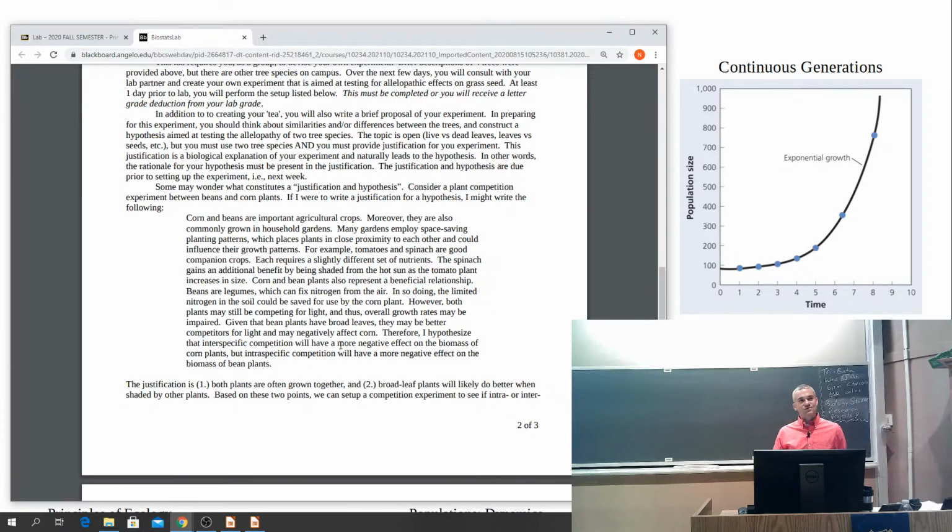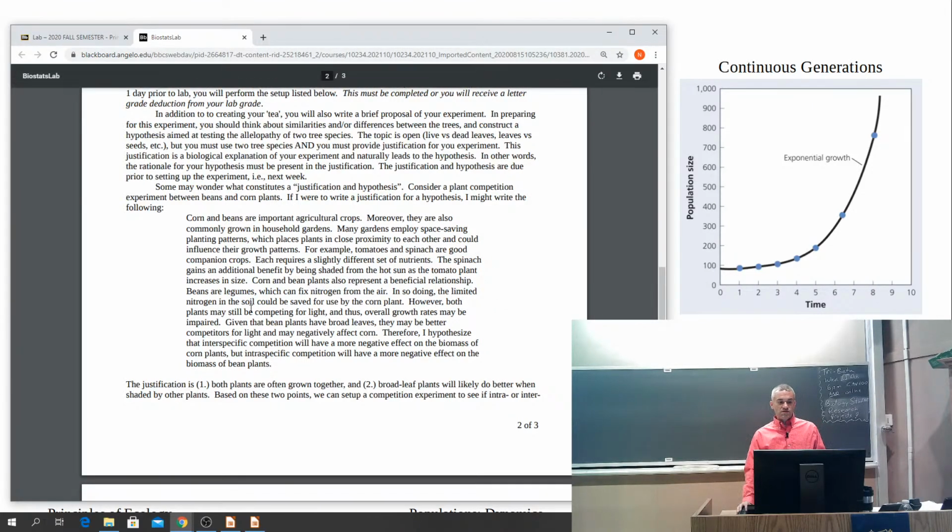Try to pick at least one where you think you'll have an allelopathic compound and maybe the other is not, and you're going to use that possibly as another control. All right? This justification is one per group.